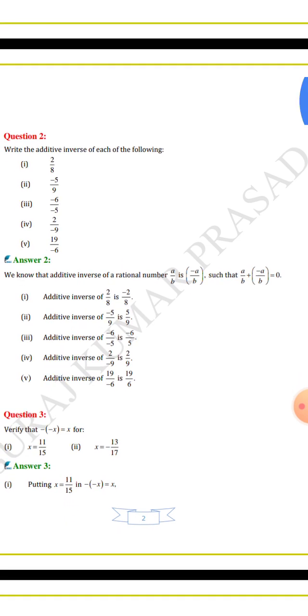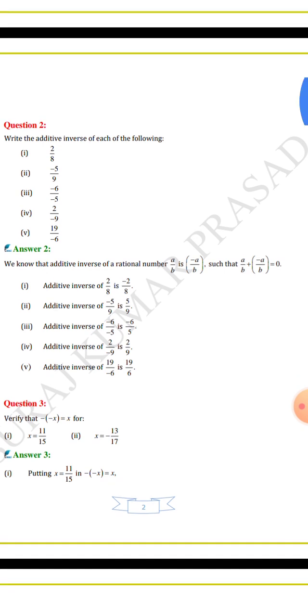First of all, we have to know what we mean by additive inverse. We know that the additive inverse of a rational number a/b is -a/b, such that a/b plus (-a/b) gives the answer 0. Let's solve the given questions. First one, 2/8. The additive inverse of 2/8 is -2/8. Second one, -5/9. The additive inverse of -5/9 is 5/9.